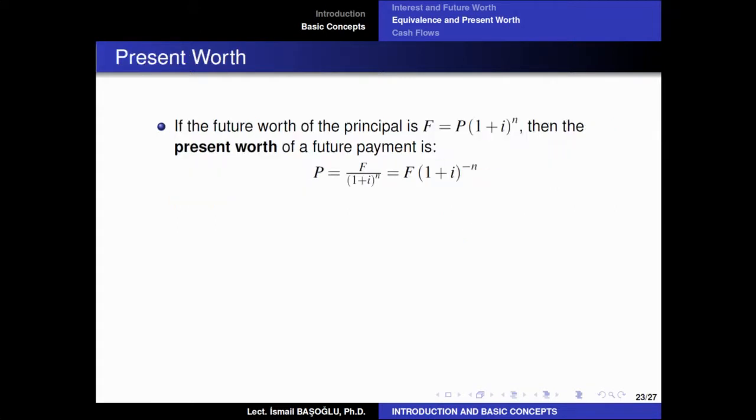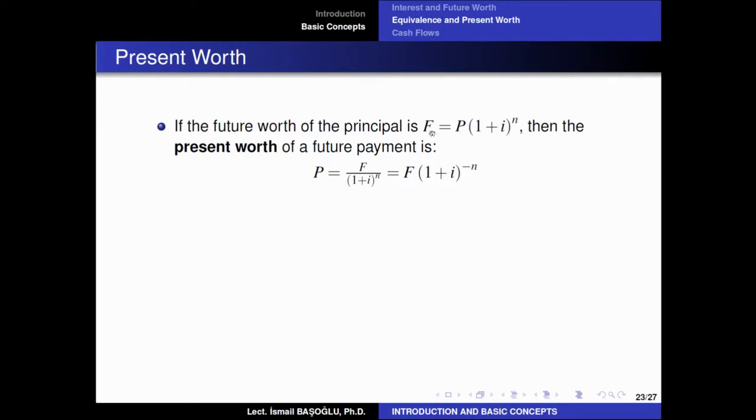Okay, so how do we calculate the present worth then? Actually, it is very easy, because you already know how to calculate the future worth from the principal amount. Now, the principal and the present worth represent the same thing. Because of that reason, they are both represented by P. Their initial letters are the same.